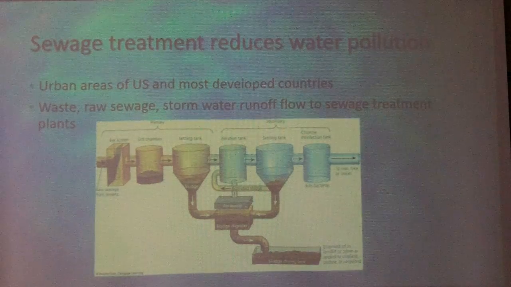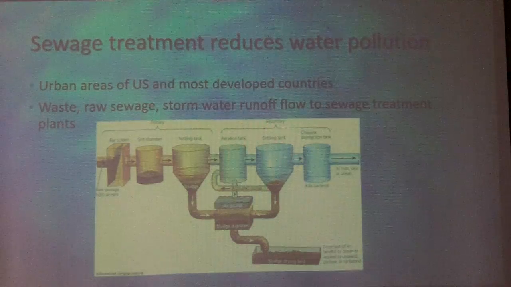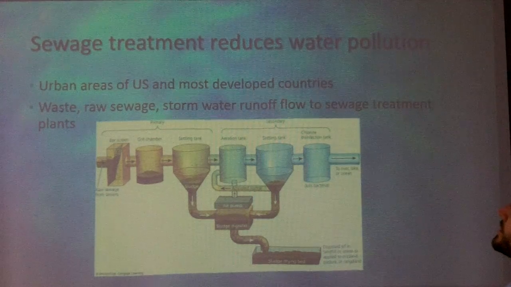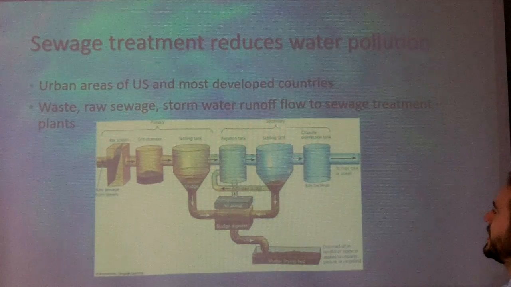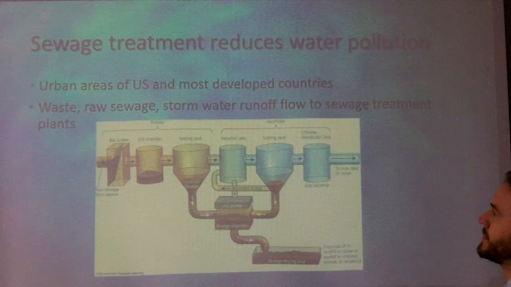So we're going to look at a sewage treatment plant here quickly and see what happens. So urban areas of the U.S. and most developed countries use these. They take your raw sewage. Some of them do it with stormwater and they treat it. So how does this happen?